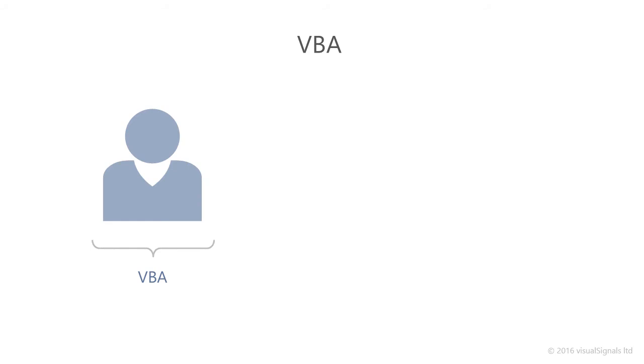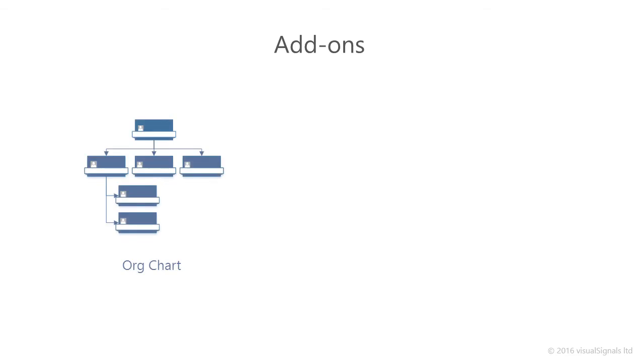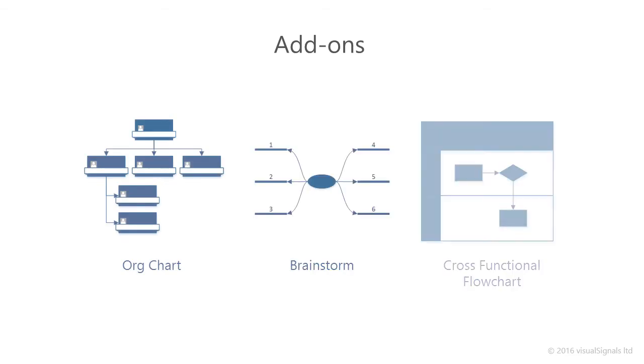VBA is still great for prototyping and for solutions where you have a fairly small number of users, but if you want to distribute your solution more widely or benefit from the richer features found in other languages and frameworks, then add-ons and add-ins will fill this gap. Add-ons allow you to write application-wide functionality, and a good deal of the additional features that appear in Visio, such as the org chart wizard, the brainstorming tool, and cross-functional flowchart are included using just this method.